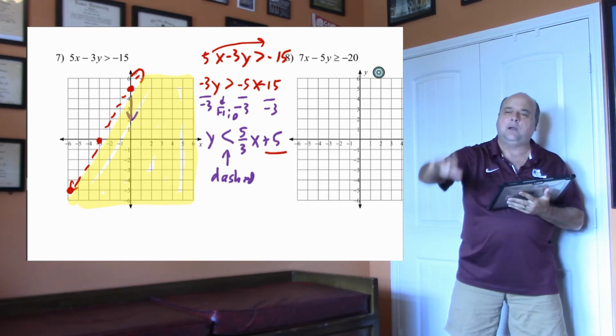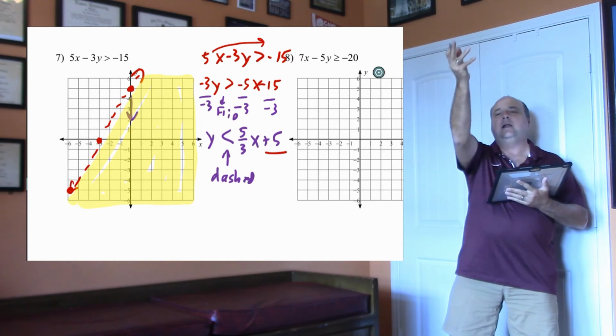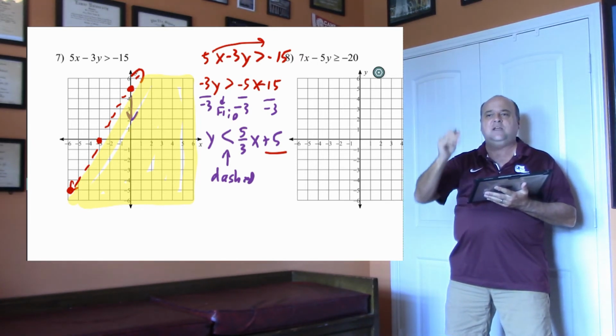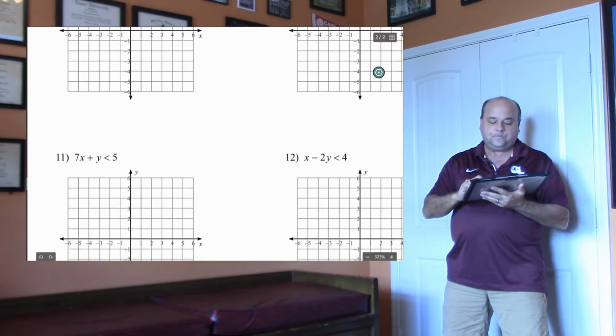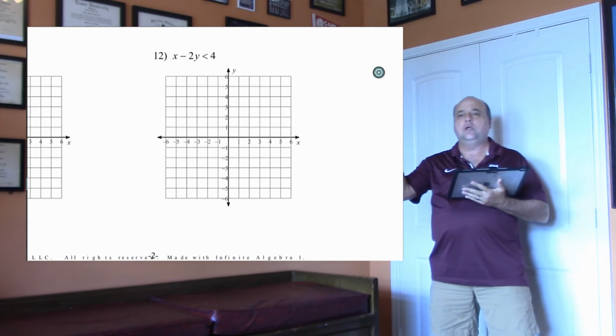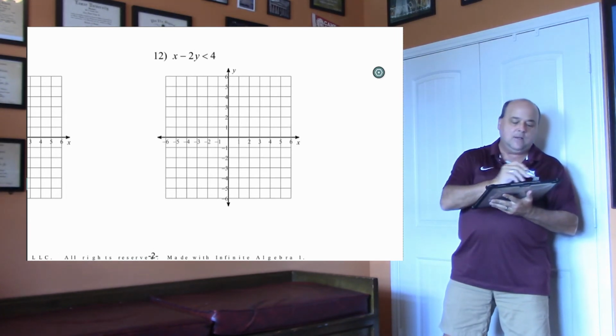That means any dot below the line works. Any dot above the line or on the line does not work. You're just graphing the points that work or don't work. And let's go to number 12. Last one I'm going to do for you. I'll do 3. You got to do 9.